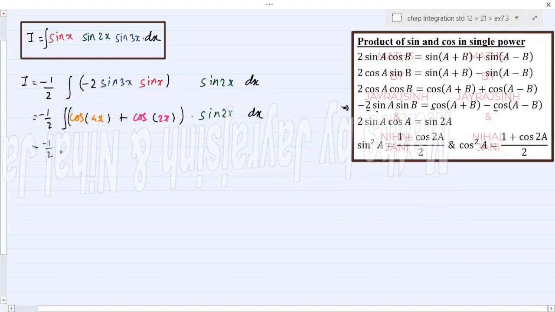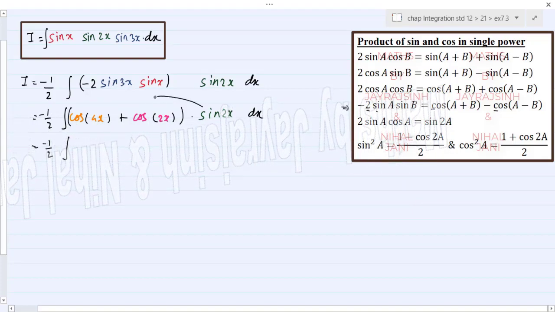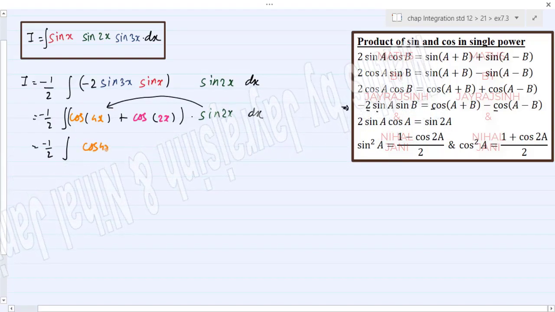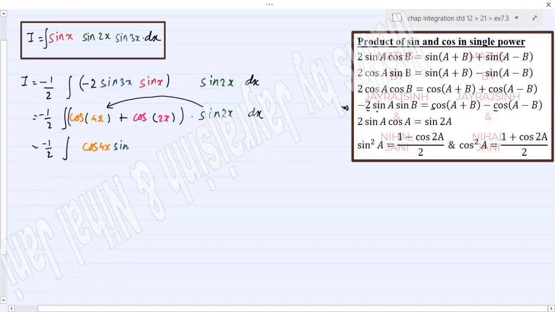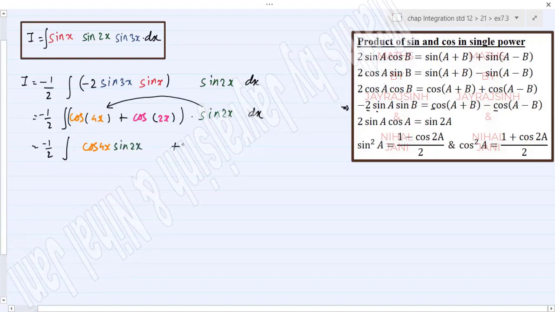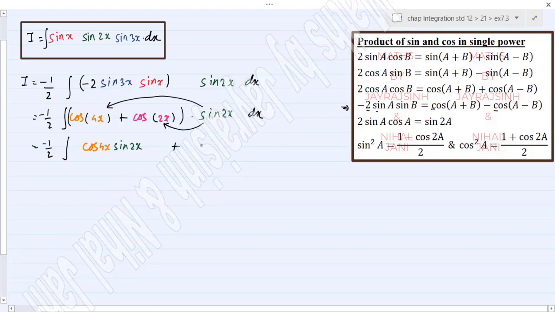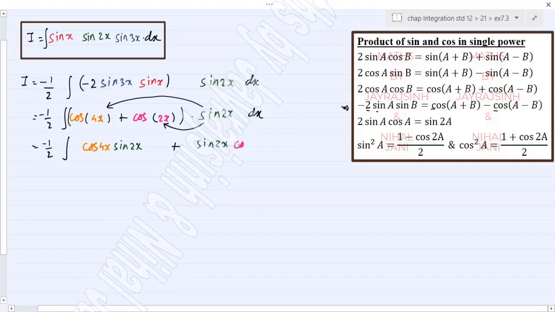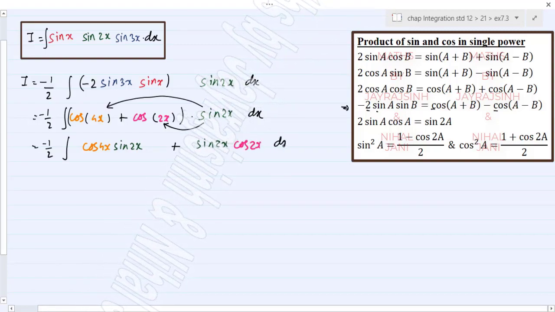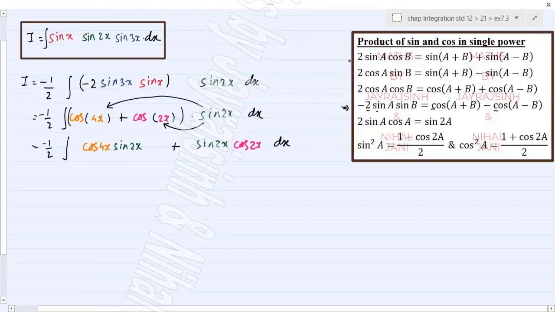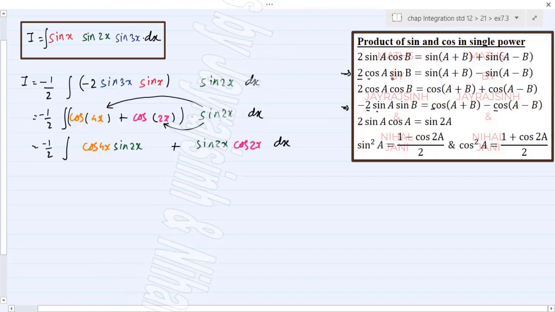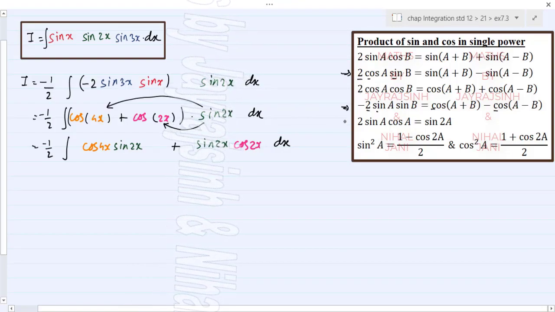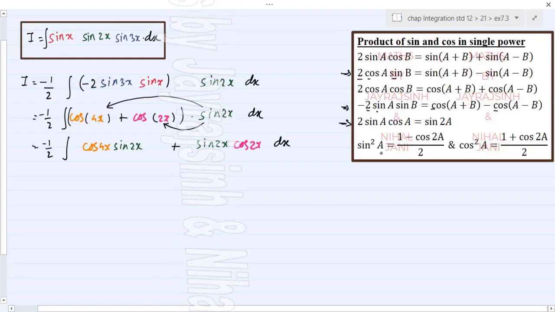Now, for further simplification, we have to open the bracket. So sine 2x will multiply with cos 4x, will give us cos 4x into sine 2x, plus sine 2x into cos 2x will give us sine 2x into cos 2x. So to simplify the first term, we have to convert into 2cs form, and in the second term we have sine 2x cos 2x, which can be simplified using the formula of sine 2a.